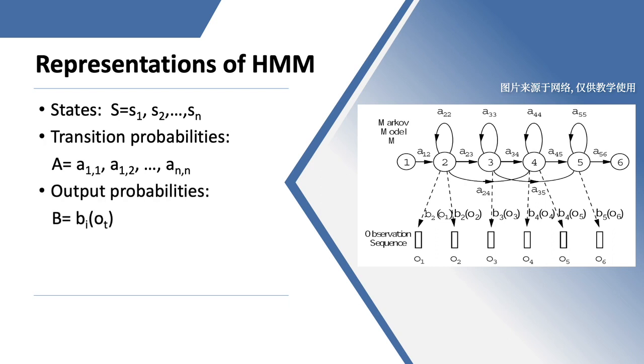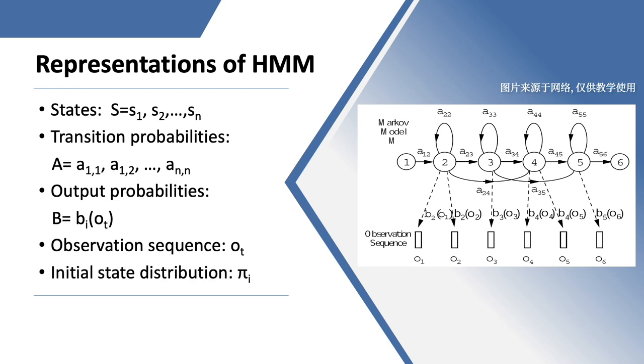The output probabilities B is a function of the form Bi(OT), which is the probability of the observation OT being emitted by the state Si. The initial state distribution Pi is the probability that Si is a start state.